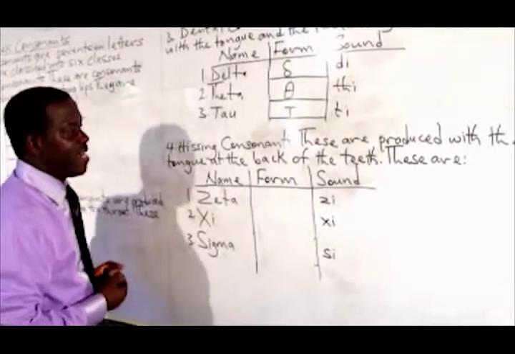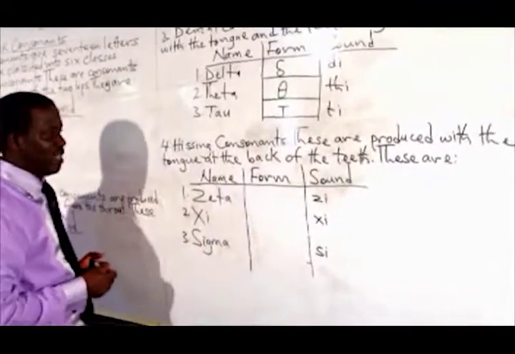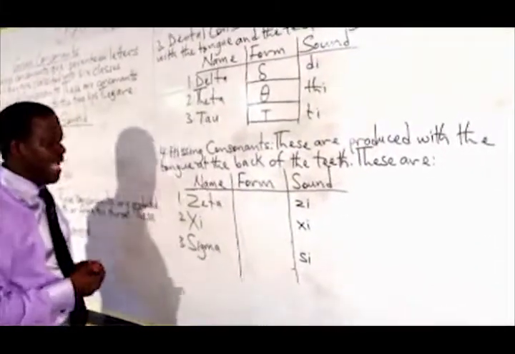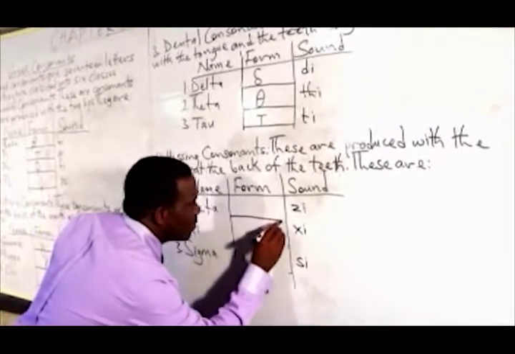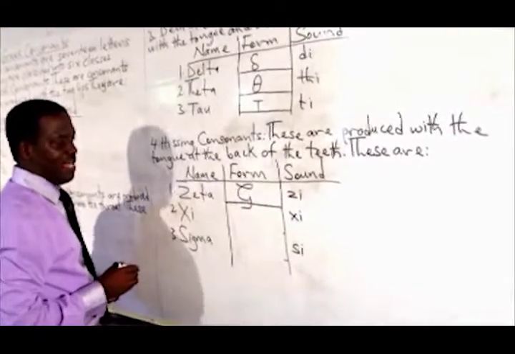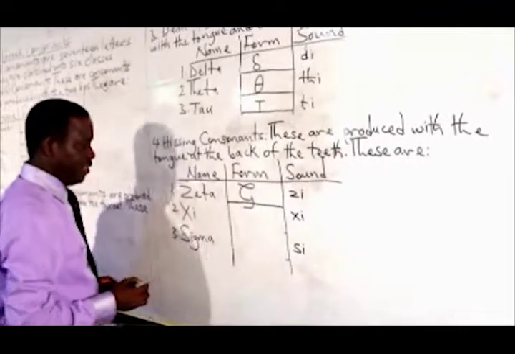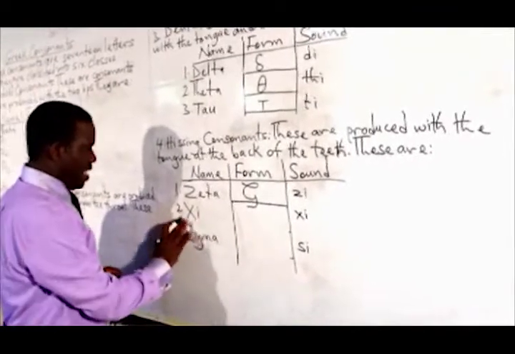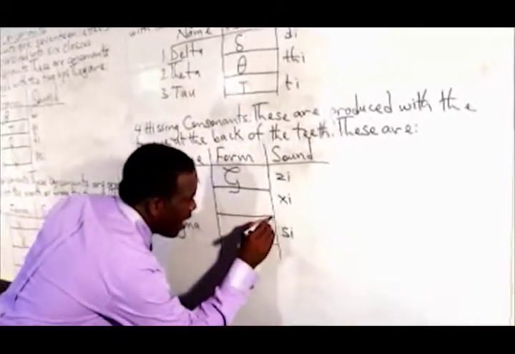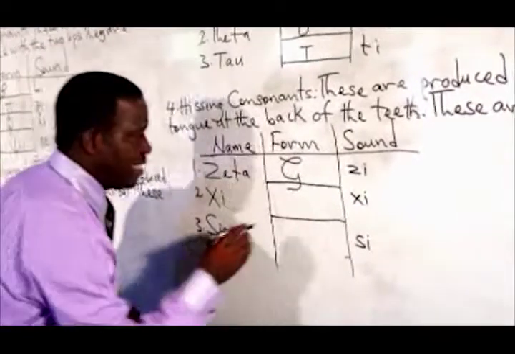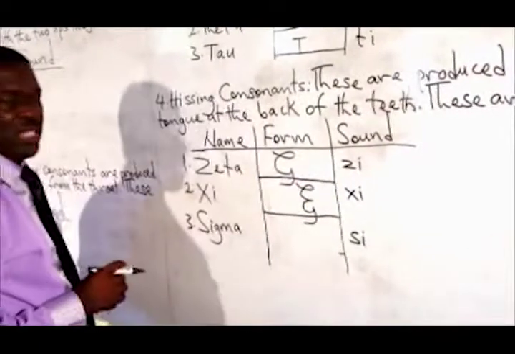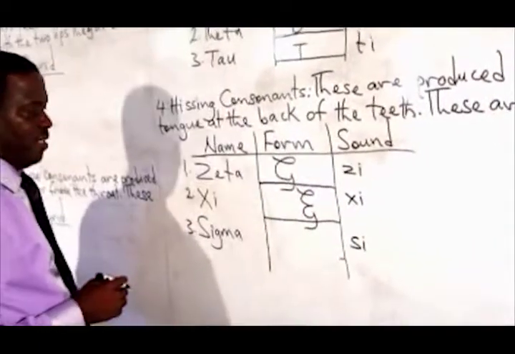The fourth group, we have hissing consonants. Hissing consonants are consonants that are produced with the tongue at the back of the teeth. The first one is zeta, and this is how to write zeta. The tail comes below the line, and zeta sounds as Z. Then the second one is xi, a hissing consonant. And this is how to write xi. It's turned twice, and the tail comes below the line.